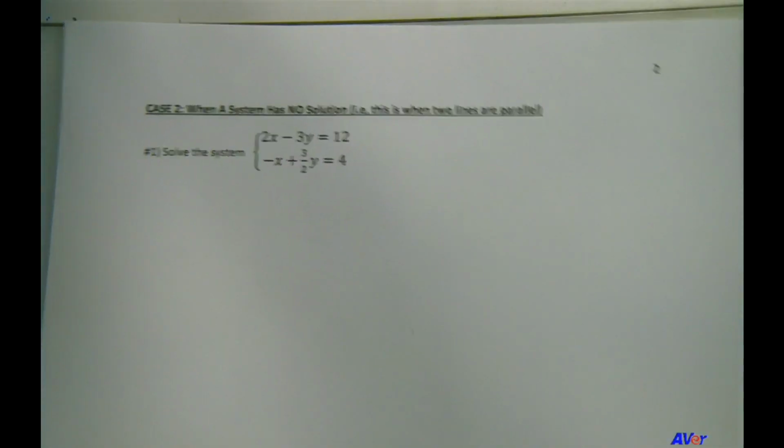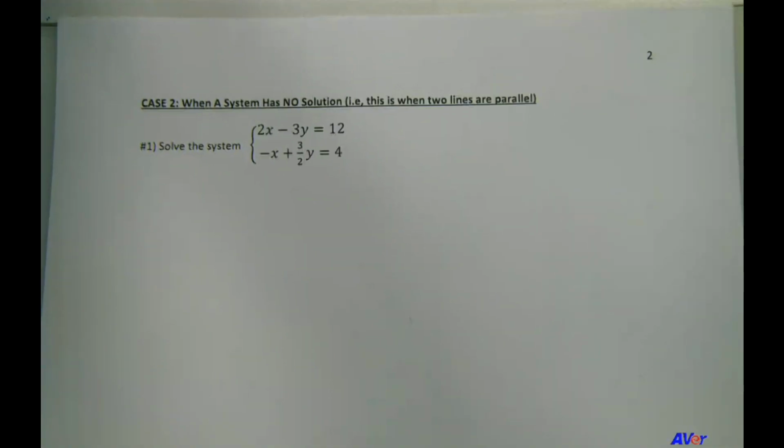Here is case 2. Case 2 is when a system has no solution. This is when two lines do not intersect. In other words, if the lines are parallel, then they do not have any solutions. So let's see how this works. I'm going to use the method of elimination like before.